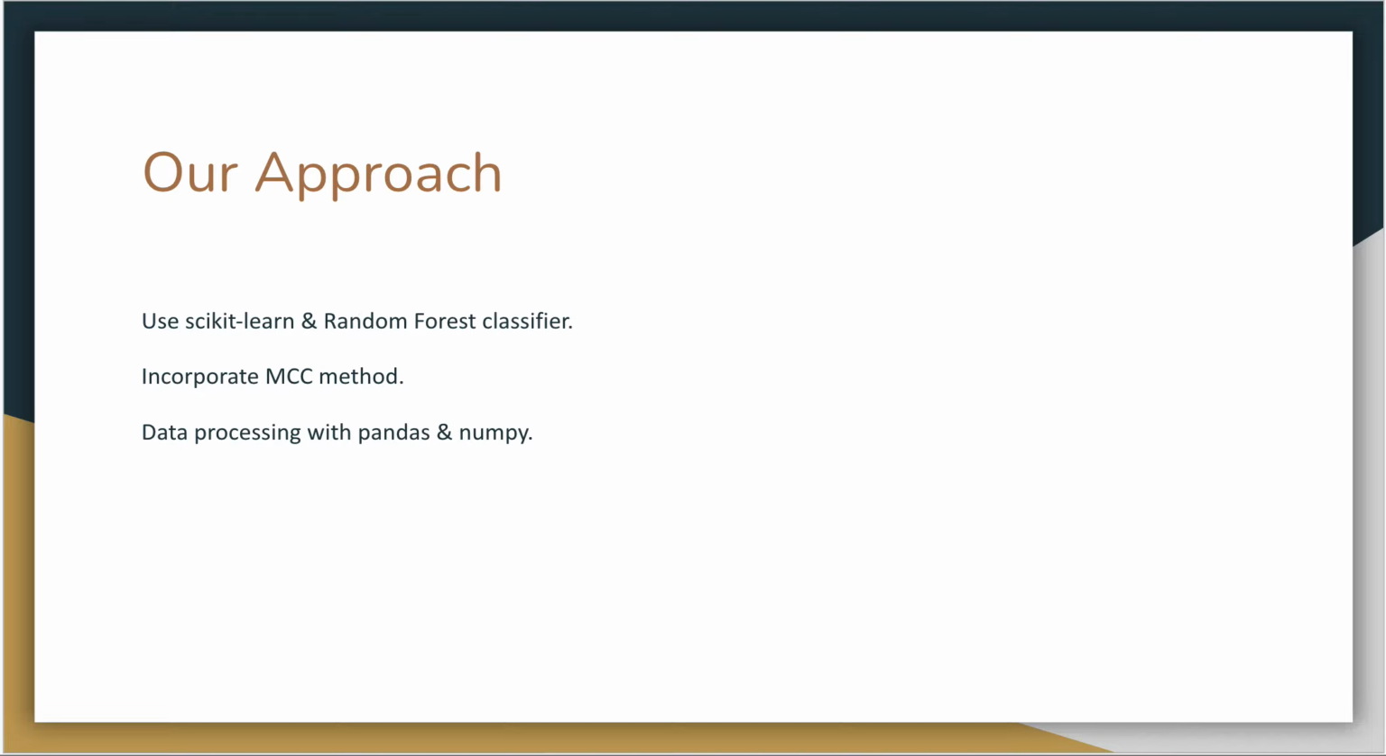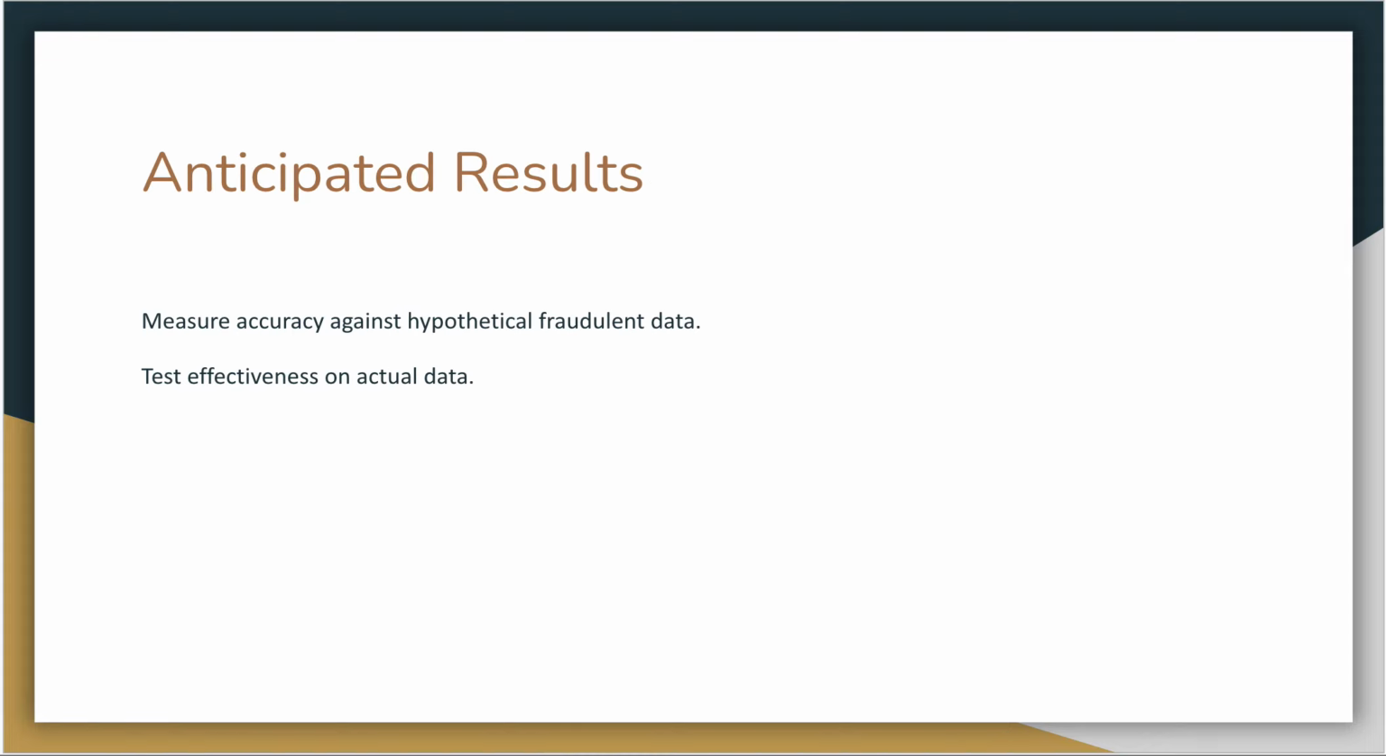Our approach is to mainly use scikit-learn and use the random forest classifier method to classify the different spending habits, and also incorporate the MCC method within that in order to have a very robust way of tracking potential credit card fraud. We can also do data pre-processing and processing using pandas and NumPy. We want to test these results against hypothetical fraudulent data and the actual data we have to see if it's able to track the potential fraud. And we can use scikit-learn's built-in methods to track fraud detection as well.